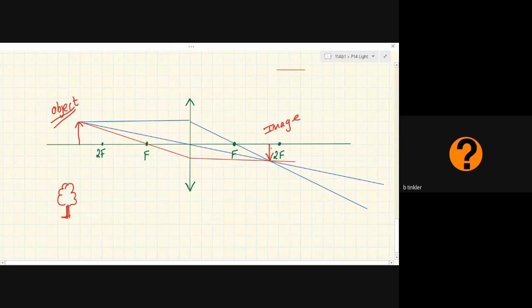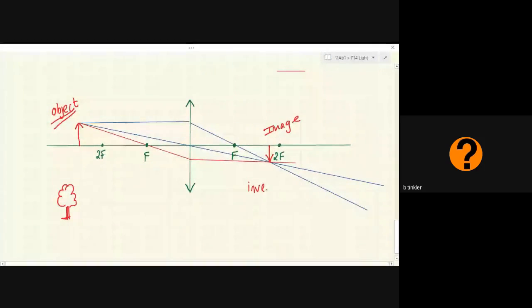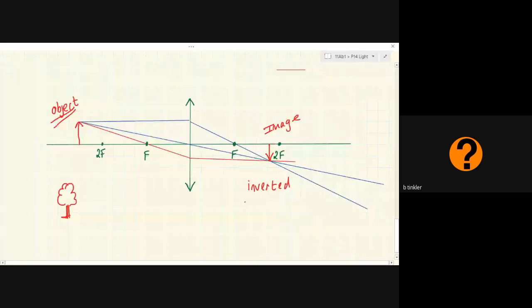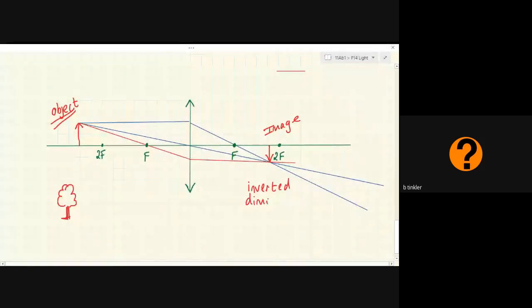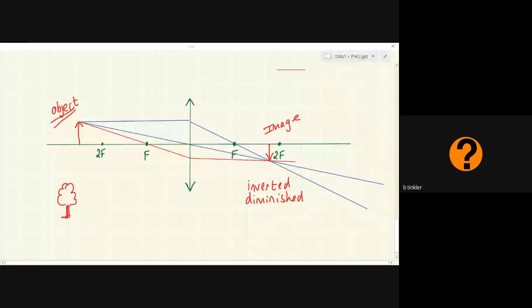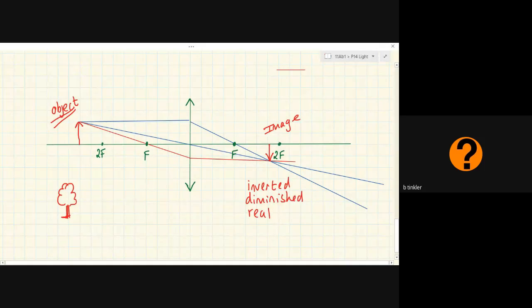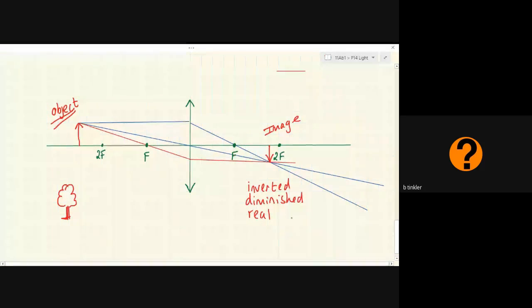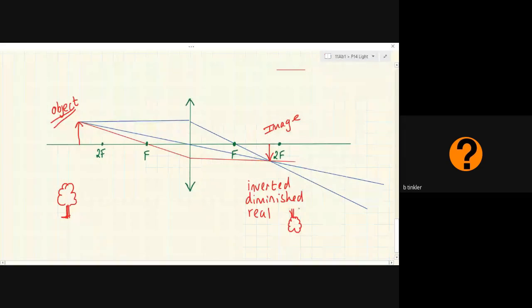Okay. If I was looking at this image, I would be seeing, look at the length of the arrow, an inverted, it's upside down, a diminished, it's smaller, and a real image because the light rays have passed through where the image forms. I'd be seeing a smaller upside down image of the tree, which I could project onto a screen.